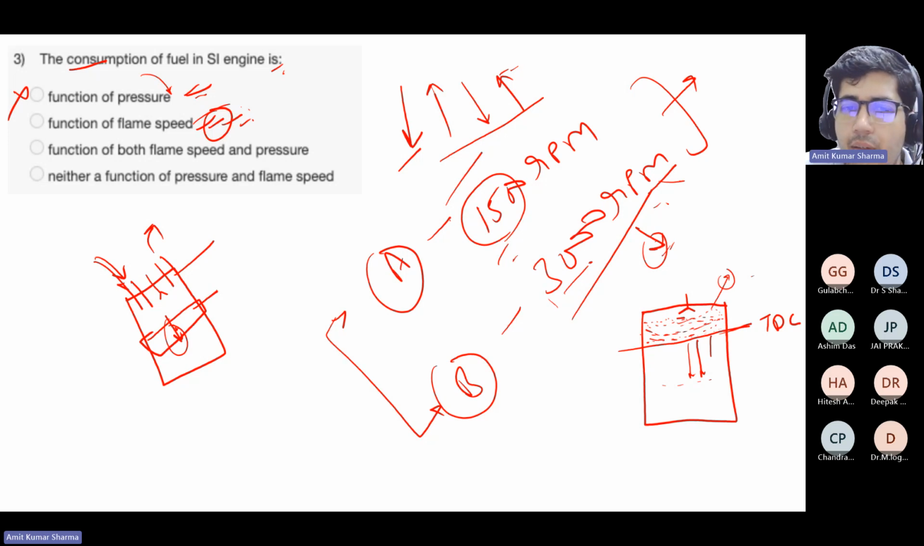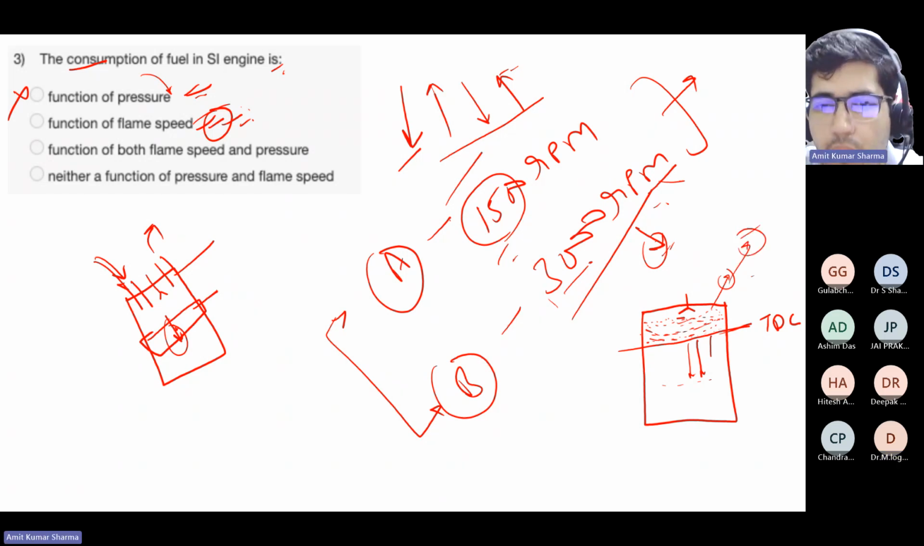So what will happen? You will have less power. Also, in the combustion, the improper combustion will be there, so you can say the emissions will be more. Now if you increase the RPM, then these strokes are happening very fast actually. So overall the timing will change.